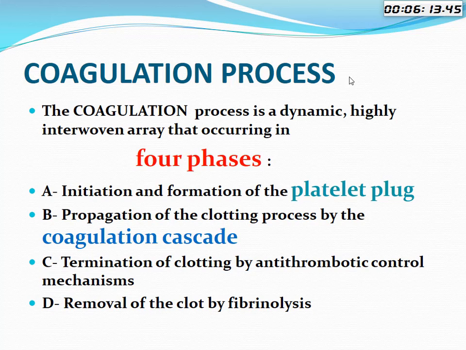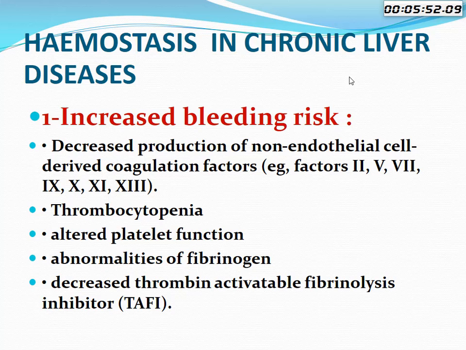Usually the coagulation process is a highly dynamic, interwoven array occurring in 4 phases: initiation and formation of the platelet plug, propagation of the clotting process by the coagulation cascade, termination of the clotting by antithrombotic control mechanisms, and removal of the clot by fibrinolysis.